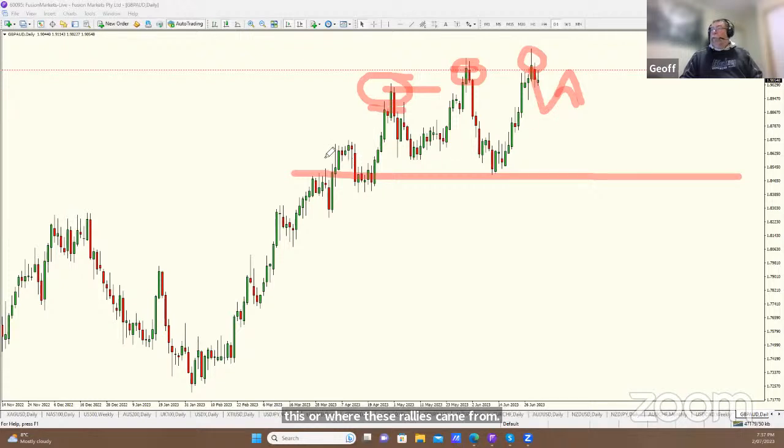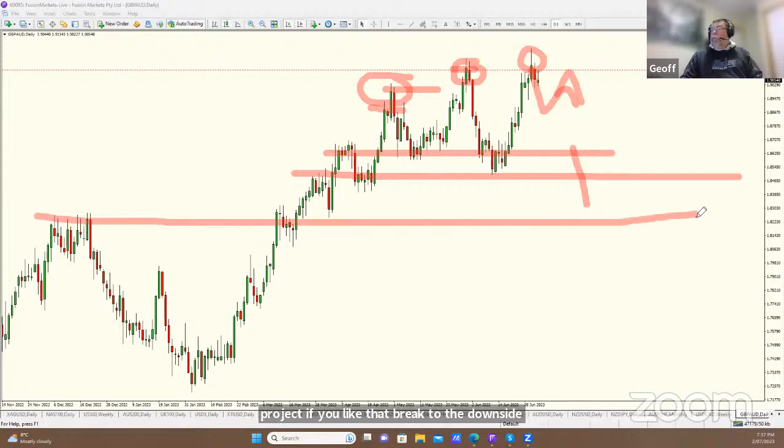where these rallies came from will be broken to the downside. You could say there, you could say there, but either way, if you can get in here, somewhere here, and predict or project, if you like, that break to the downside, which will probably go to a support level, then here's your target, entry here or here somewhere. That makes it all worthwhile. So this one, pound versus the Aussie, false break, false break, false break, looking for confirmation that this is indeed the high, and we're looking for a break of the lows. Pound versus the Aussie. My goodness, I'm going to have such a busy week.